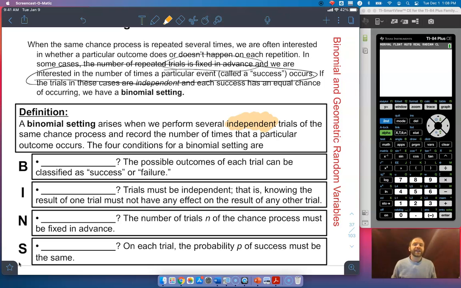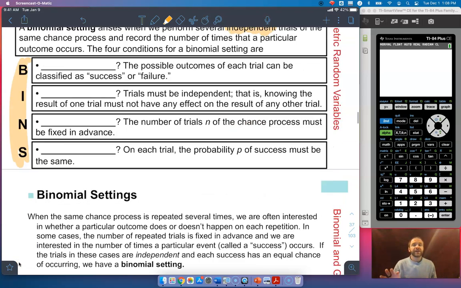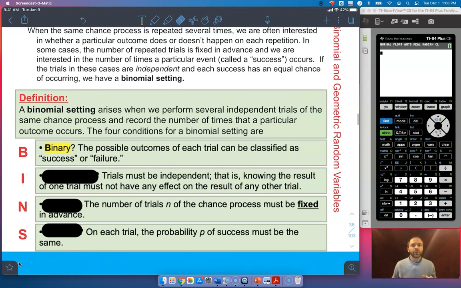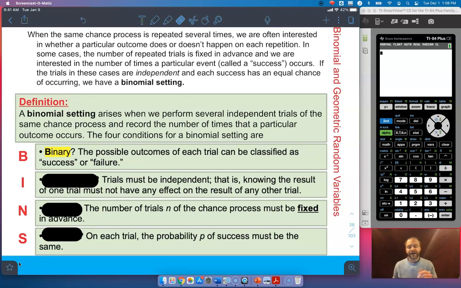So when you're checking a binomial setting, you need to check the BINS. We call them BINS. Those are your conditions. So here's what BINS stands for. B is binary, which means, can you define? When you're checking the BINS, you need to define. If you don't define it, you don't get to use it. I think I've said that all last chapter. So define binary. What's a success? What's a failure in the setting?